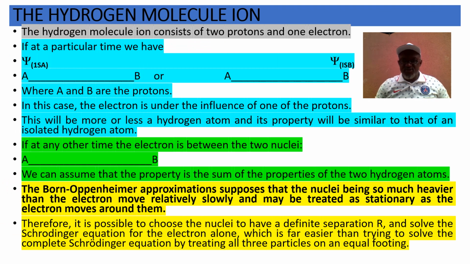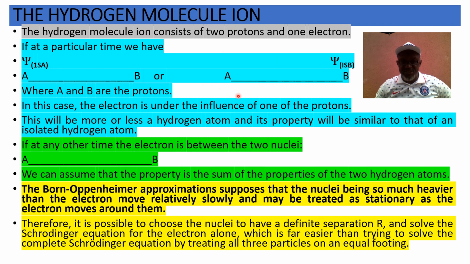Hydrogen molecular ion. We're now using the hydrogen molecule. Hydrogen is the simplest of the elements, and it's easy for us to use to make some of these predictions. The hydrogen molecular ion consists of 2 protons and 1 electron. Remember, it's an ion. If it were just a hydrogen molecule, it would be 2 protons and 2 electrons. But for it to be an ion, it has lost 1 electron.